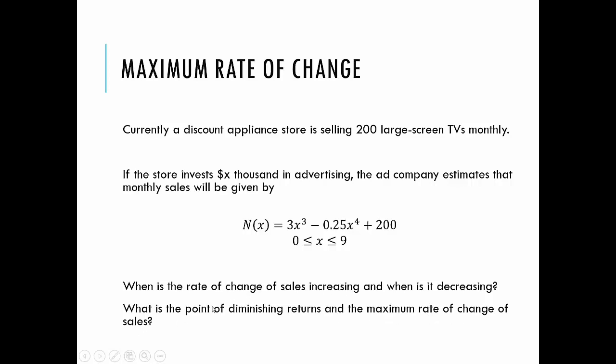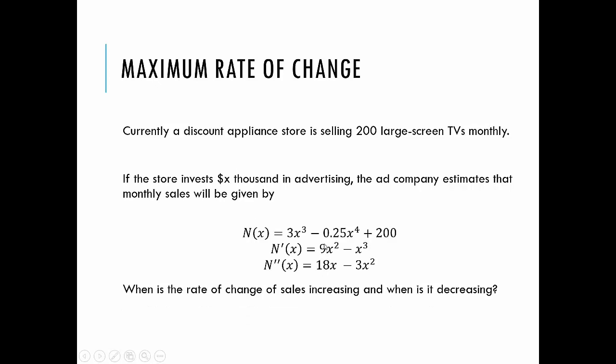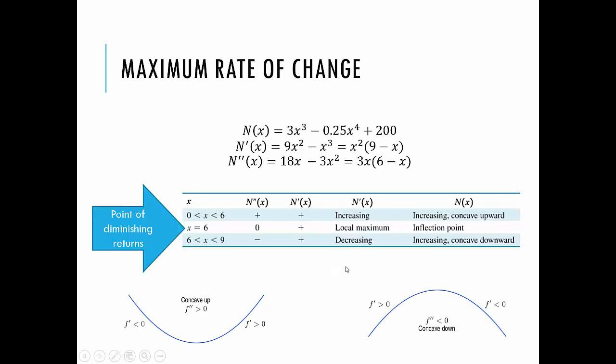So you need to learn to read these to see what they are even asking you to find. If I want to know when the rate of change of sales is increasing and decreasing, I know that has to do with my first derivative. The point of diminishing returns and the maximum rate of change is my second derivative. So let's go ahead and take derivatives. Be sure you go through these and see how I got my first and second derivative, and how I tell when it's increasing and decreasing.